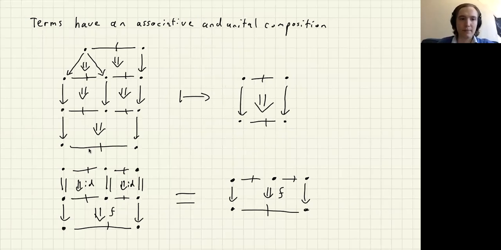Great. Our terms have a sort of associative and unital composition, which says that whenever we build up pasting diagrams out of these shapes I've been drawing, we can compute a composite with the same boundary. And the way the units work is kind of multi-category like, so you just plug in identities into all the inputs on that side.